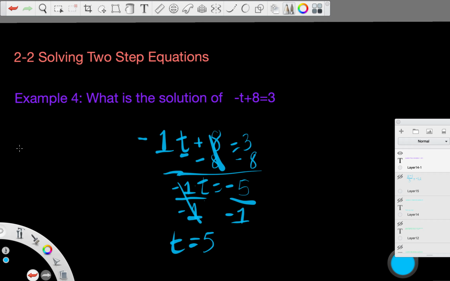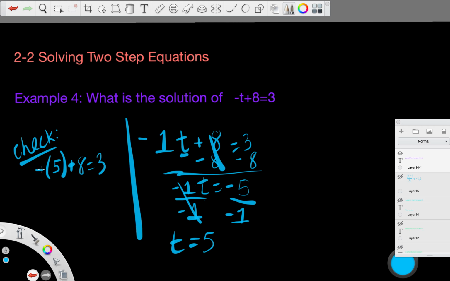I'm going to just do it over here on the left. Okay, I get negative t, which is 5, plus 8 equals 3. Okay, so negative times 5. Negative 1 times 5 is negative 5, plus 8 equals 3. This says I'm in debt $5. I paid you back 8. If I do that, I'm now up 3. And we are good. Okay?